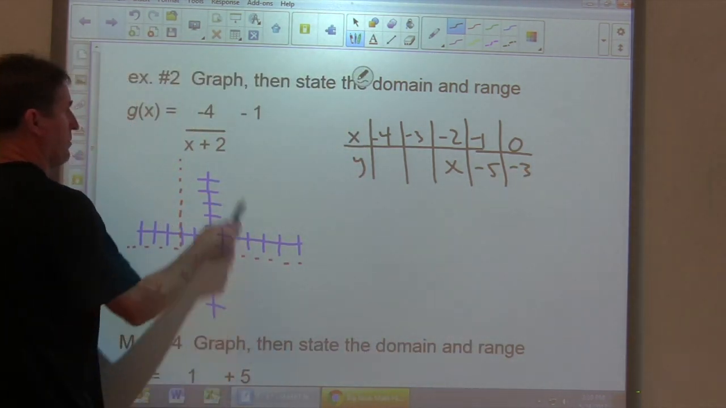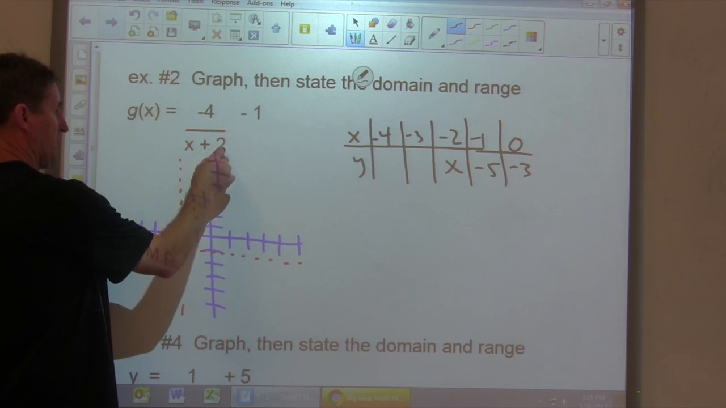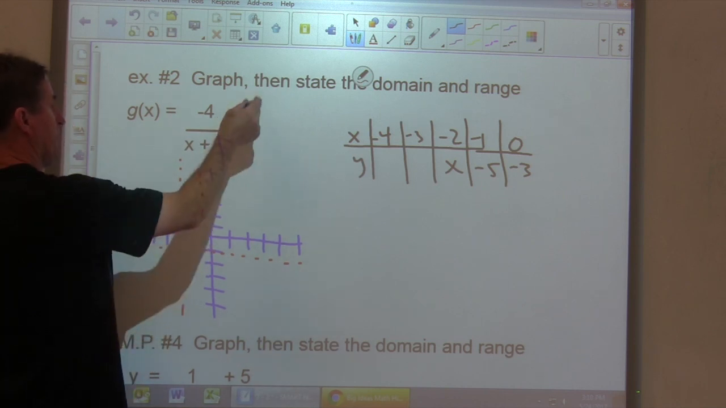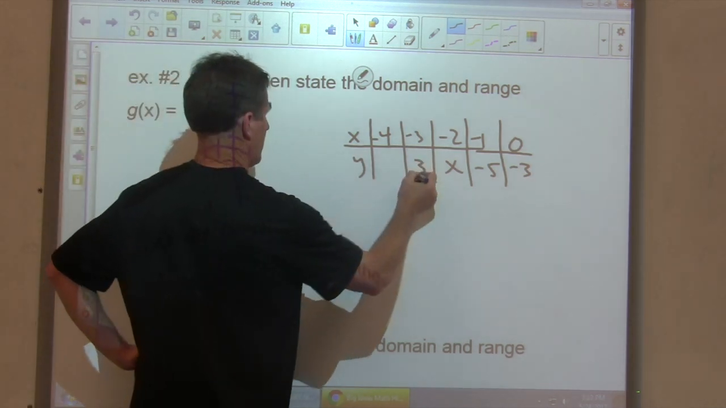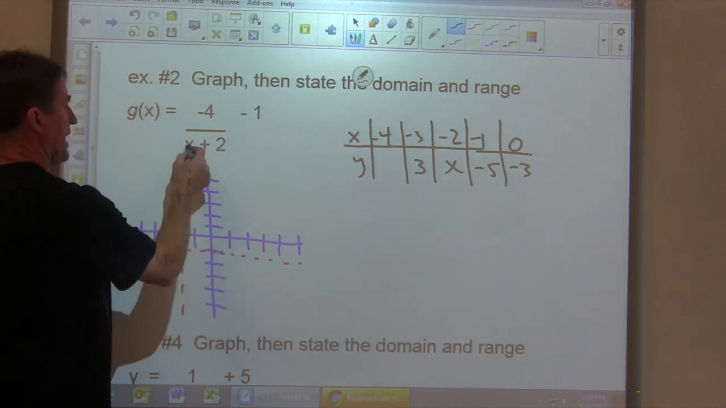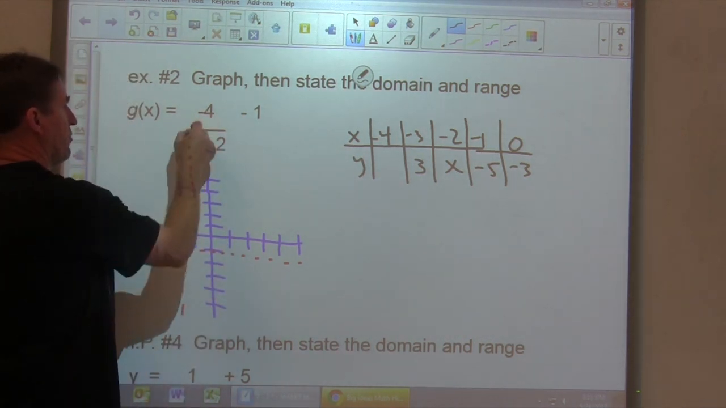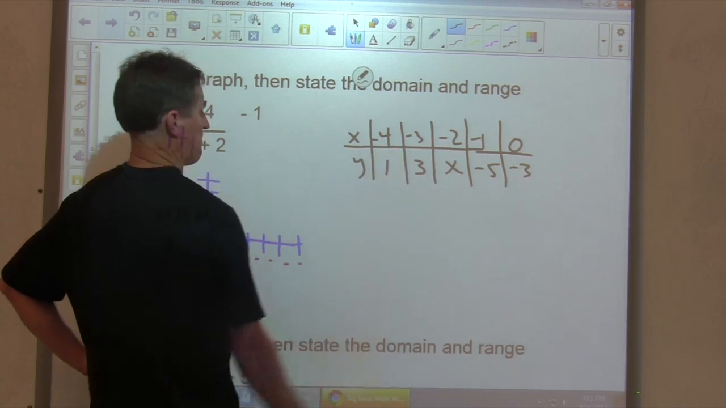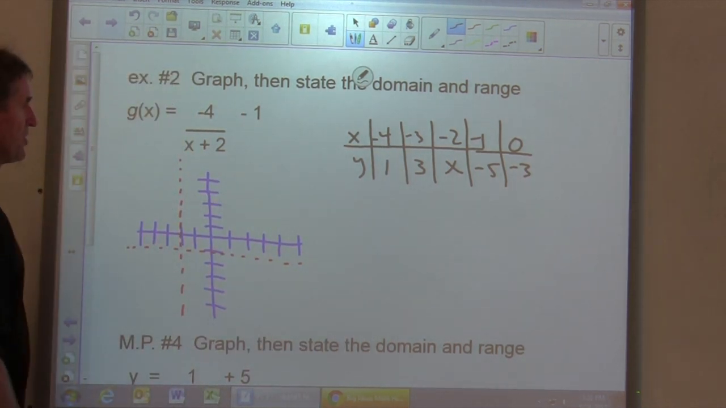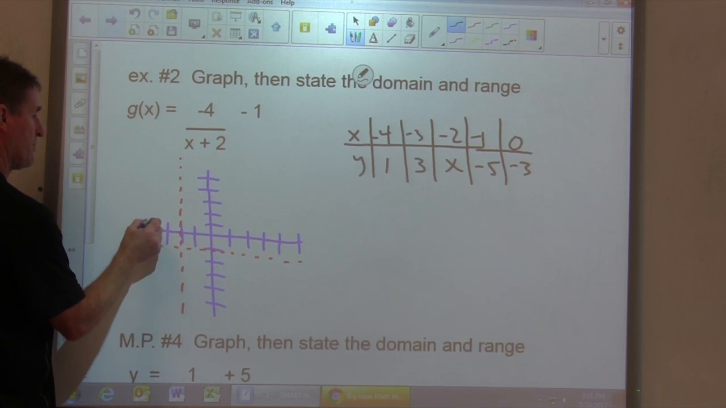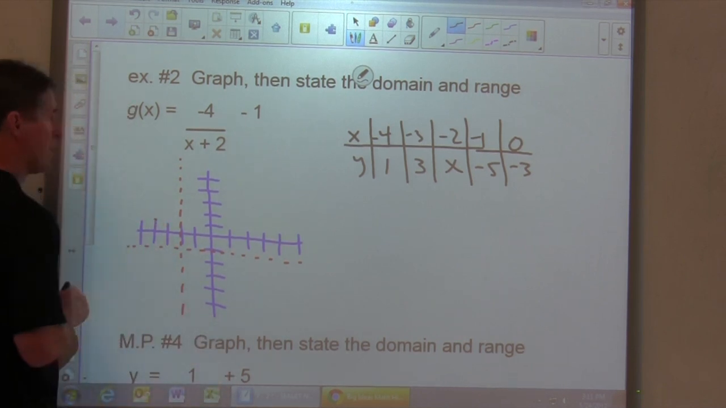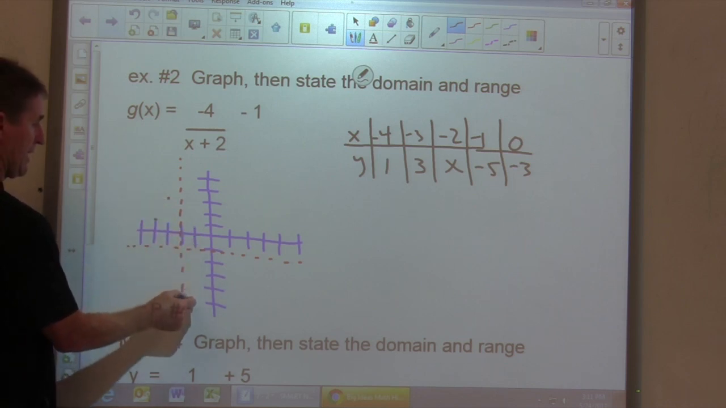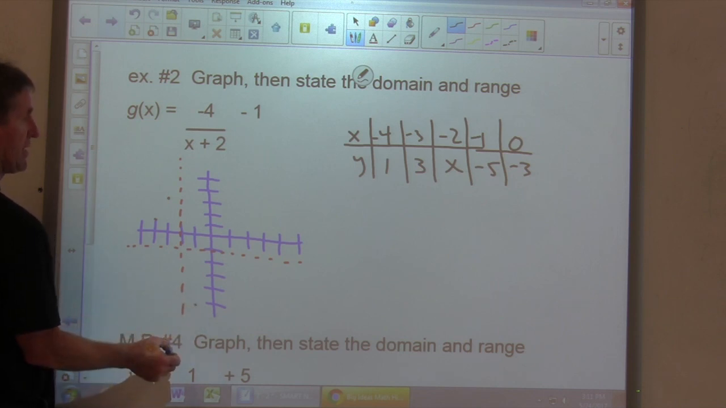And then going the other way, we're going to plug in negative 3. Negative 3 plus 2 is a negative 1. So that would be negative 4 divided by negative 1, which is 4. Minus 1 is 3. And then I'm going to plug in negative 4. Negative 4 plus 2 is a negative 2. Negative 4 divided by negative 2 is a positive 2, minus 1 is 1. And so now we can plot those points. So at negative 4, we're at 1. And at negative 3, I'm at 3. And at negative 1, I'm at negative 5. And at 0, I'm at negative 3.